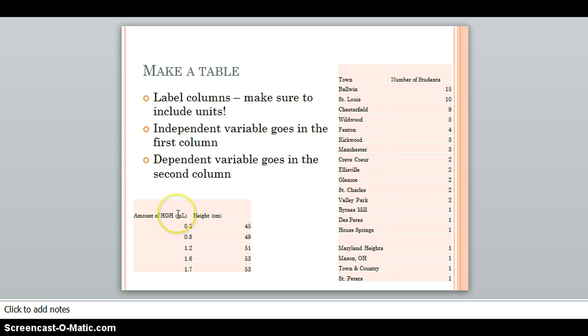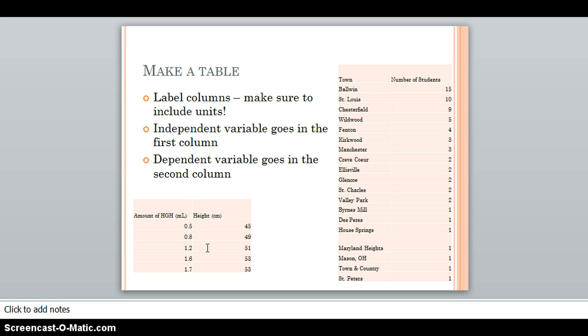A table is a way to organize data so that it is listed in two columns. It is easier to make a graph if you first arrange your data into a table. Each of the columns needs to have a title at the top, which includes the units that the data was measured in. The left column of the data chart is for the independent variable, and the right column lists the corresponding dependent variable for each data point.